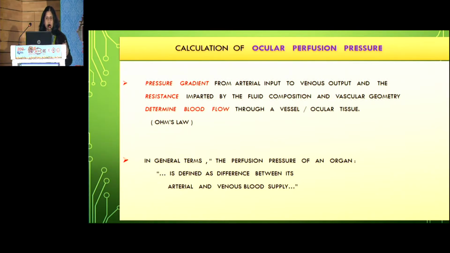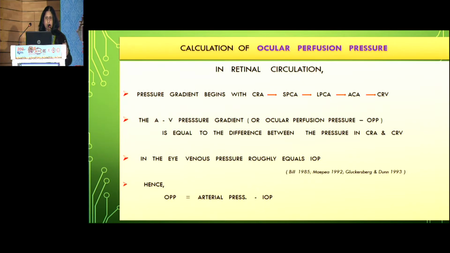So in general terms, perfusion pressure of an organ is defined as the difference between its arterial and venous blood supply. In the retinal circulation, the pressure gradient begins with the central retinal artery, ending with the central retinal vein and the vortex veins. So the AV pressure gradient or ocular perfusion pressure is equal to the difference between the pressure in the central retinal artery and central retinal vein. In the eye, the venous pressure roughly equals the IOP, so OPP is arterial pressure minus the intraocular pressure.